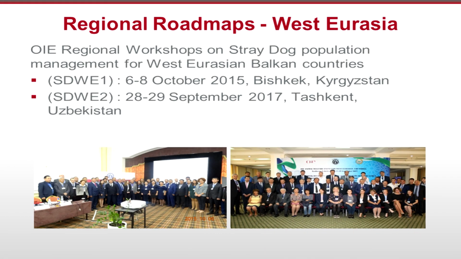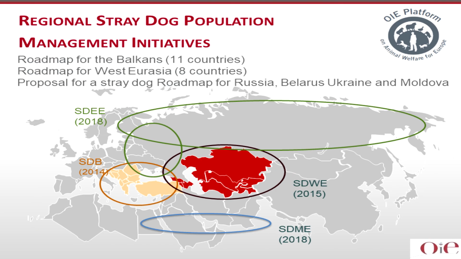Okay? Again, these are pictures of the training on stray dog population meetings that have been held there with the support of the OIE. So, in brief, in the Balkans there are 11 countries that are following the roadmap. In West Eurasia, there are 8 countries, and there's a proposal to do it also for Russia, Belarus, Ukraine, Moldova, and also the Middle East.